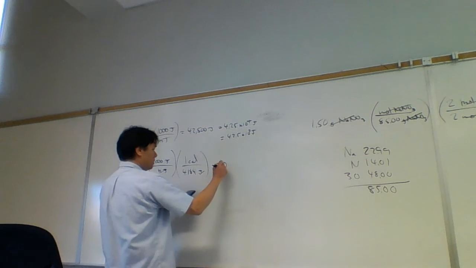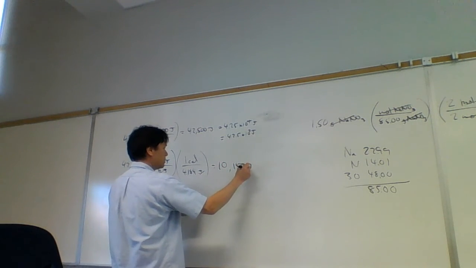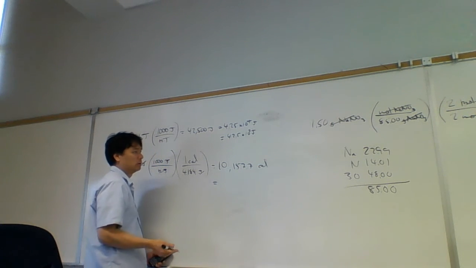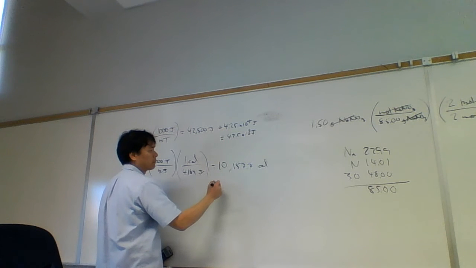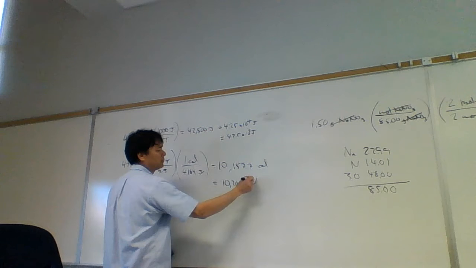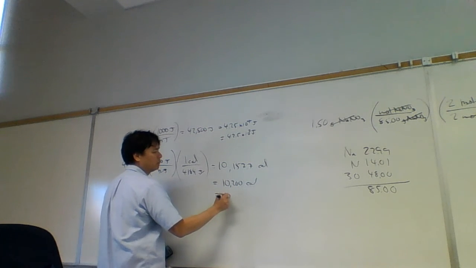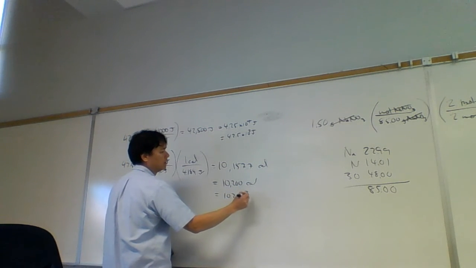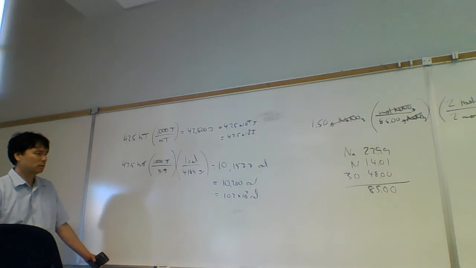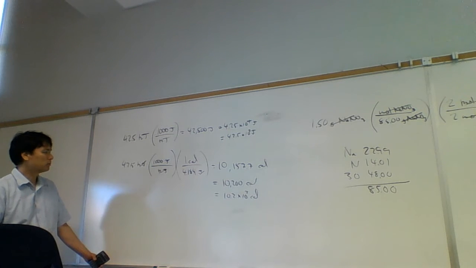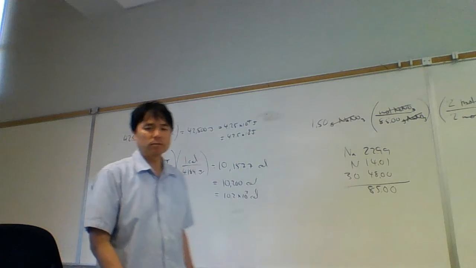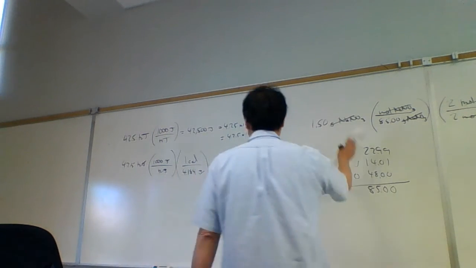I get 10,157.7 calories. We could round this to 10,200 calories, which is 3 sig figs, or 10.2 times 10 to the 3rd calories. 10 to the 3rd is 1,000, so we could replace 10 to the third with k for kilocalories, or we could just do another problem.